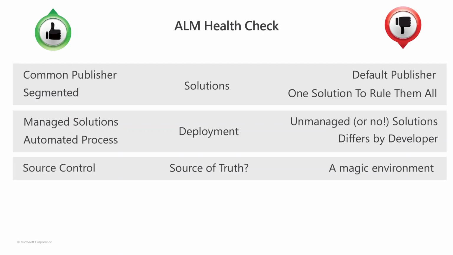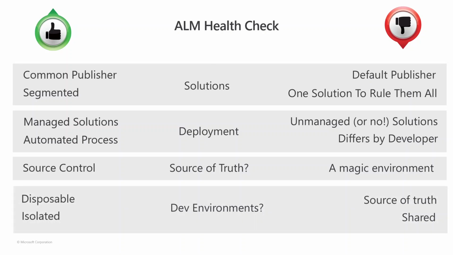What's the source of truth? You've got source control if you're using managed solutions, and you've got some sort of process that's saving the zip files somewhere so you can dig into them if you need to, or you're using a DevOps process, DevOps pipelines. What's bad is just using a magic environment. What's the source of truth, right?